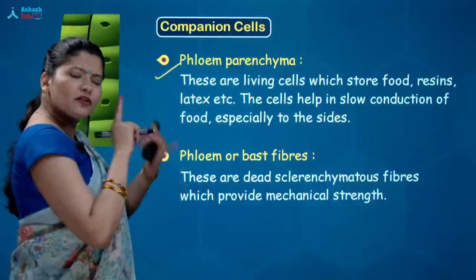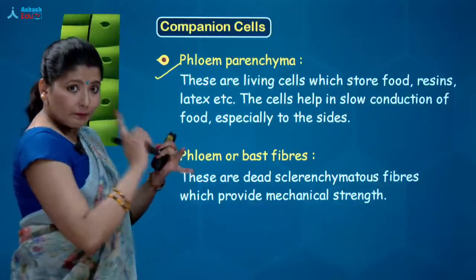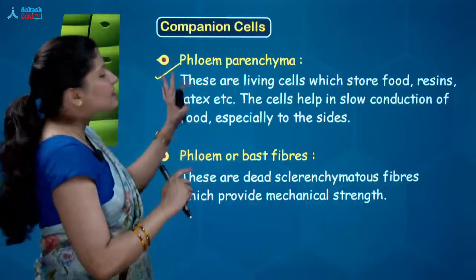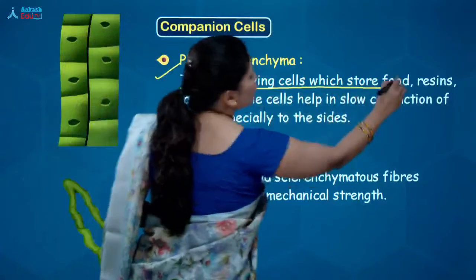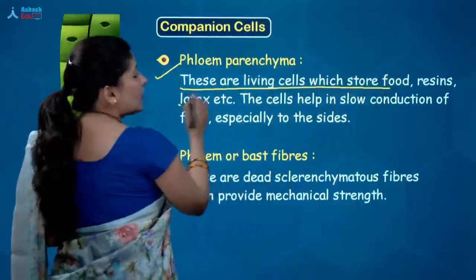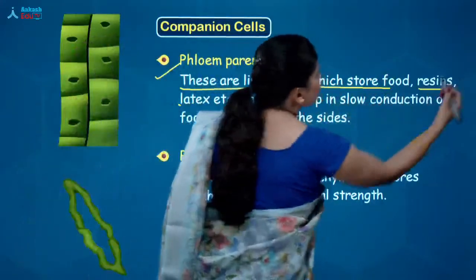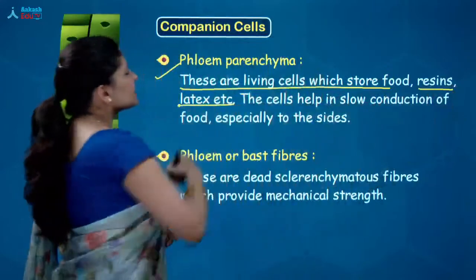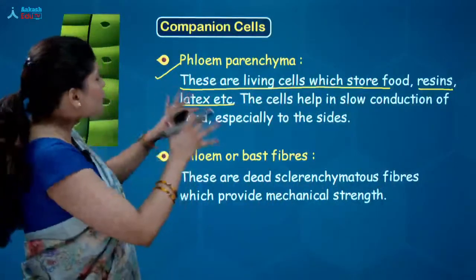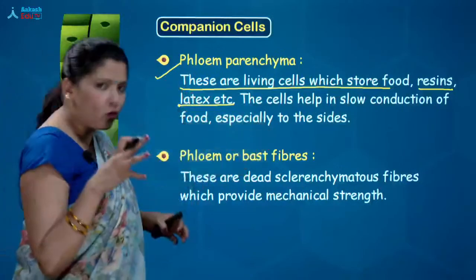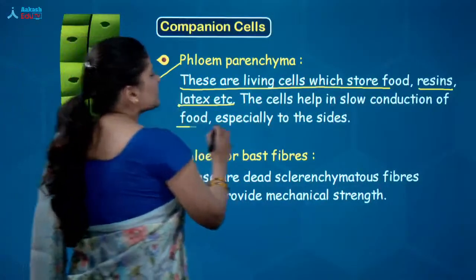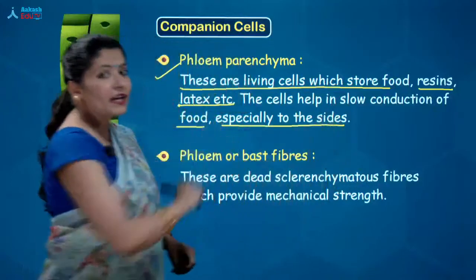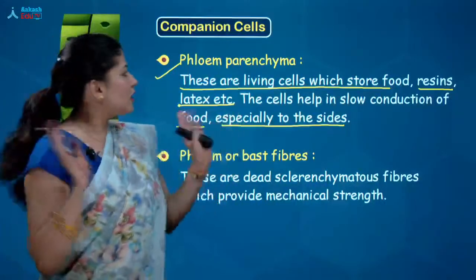And after that, if I talk about sieve tube, sieve plate, sieve cells, these and the companion cells were how? Living cells. So these are the living cells which store food, like resins. Apart from food, they also store resins, latex, etc. So that means the basic function of this phloem parenchyma is to store, right? The cells help in slow conduction of food, especially to the sides. So in side conduction, who helps?